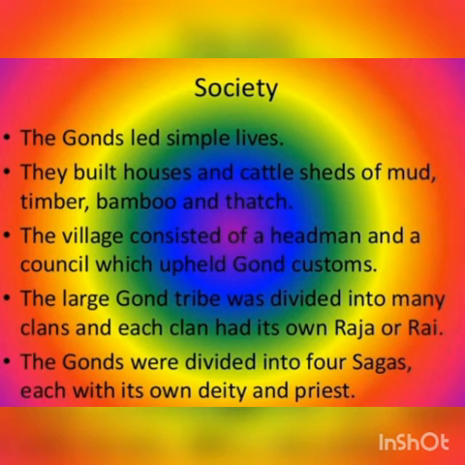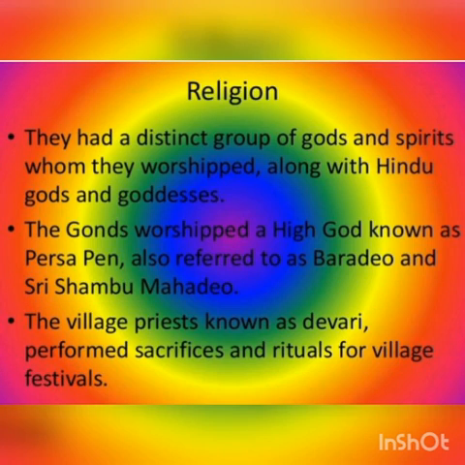The large Gond tribe was divided into many clans, and each clan had its own Raja or Rai. The Gonds were divided into 4 sagas, each with its own deity and priest. They had a distinct group of gods and spirits whom they worshipped along with Hindu gods and goddesses. The Gonds worshipped a high god known as Parsapen, also referred to as Baradeo and Sri Shambhu Mahadev. The village priest known as Devari performed sacrifices and rituals for village festivals.